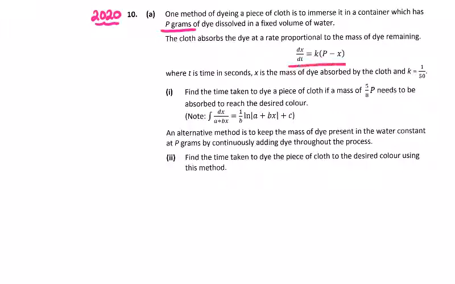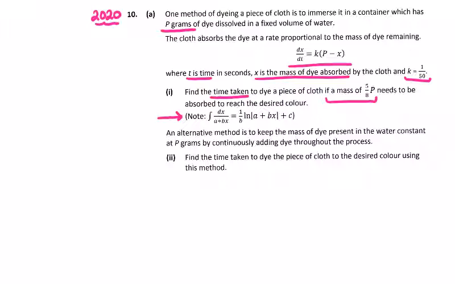dx/dt is equal to k times (p minus x). t is time, x is the mass of dye absorbed, and we're given k here, 1 over 50. Find the time taken to dye a piece of cloth, if a mass of 5/8 of P is needed to be absorbed to reach the desired color, and we're given this formula to help us integrate.